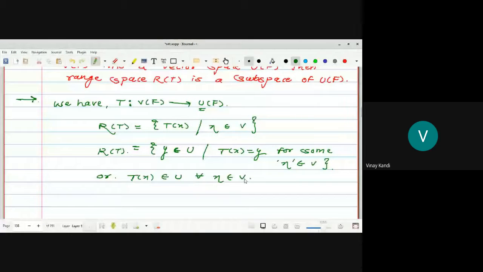Now, this element belongs to U. In R of T, look at the definition: the set R of T is the collection of all the elements of the type T of X, and this T of X belongs to U. By the definition, T of X where X belongs to V. So what does this imply? The range space of T must be a subset of your codomain. What is your codomain? U. So here the range space is contained in U.